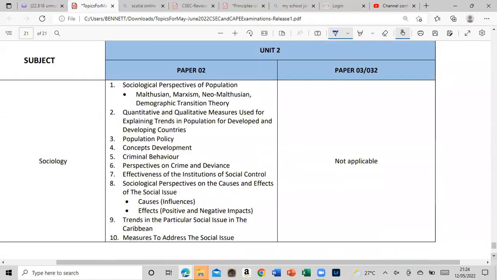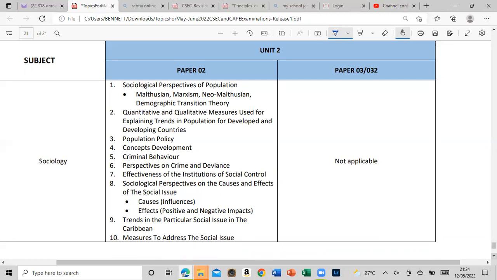And the next we move on to unit 2, sociology: 1, sociological perspectives of population: Malthusian, Marxism, Neo-Malthusian, demographic transition theory. 2, quantitative and qualitative measures used for explaining trends in population for developed and developing countries. 3, population policy. 4, concepts of development.